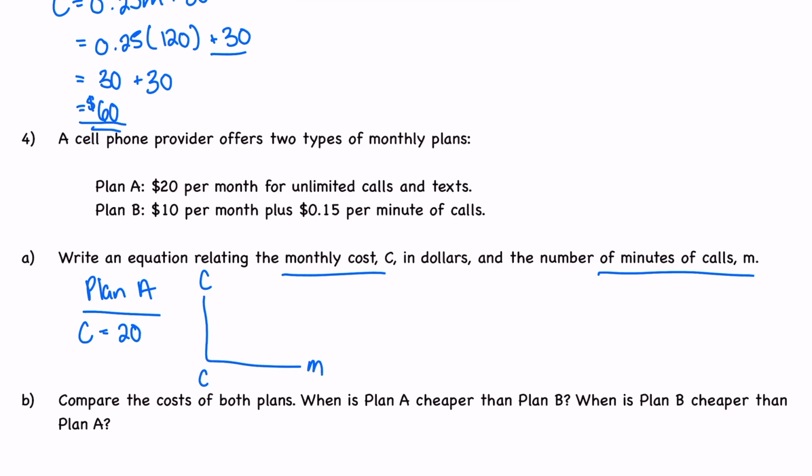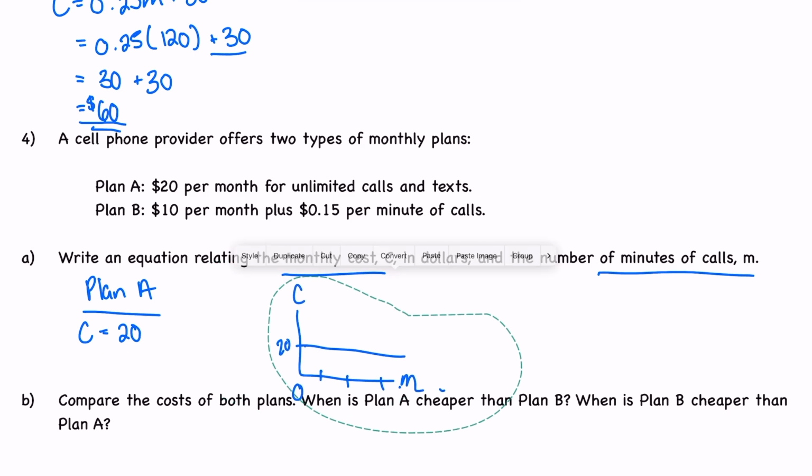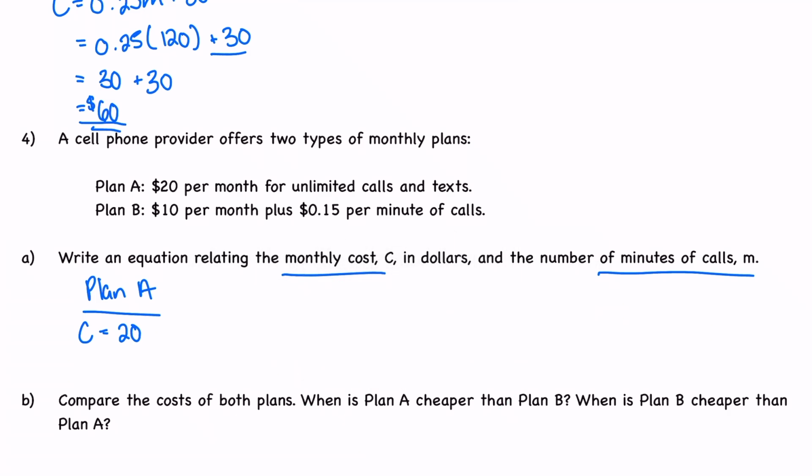So if we make 0 calls and we have 0 minutes of calls, our cost would be $20. If we make 1 minute of calls, 20 minutes of calls, 40 minutes, etc., our cost would still be $20. It would be a flat line. So because C does not depend on M, we just have C equals 20 for Plan A. Now let's look at Plan B. Our monthly cost C is still our dependent variable. It depends on the number of minutes of calls that we make.